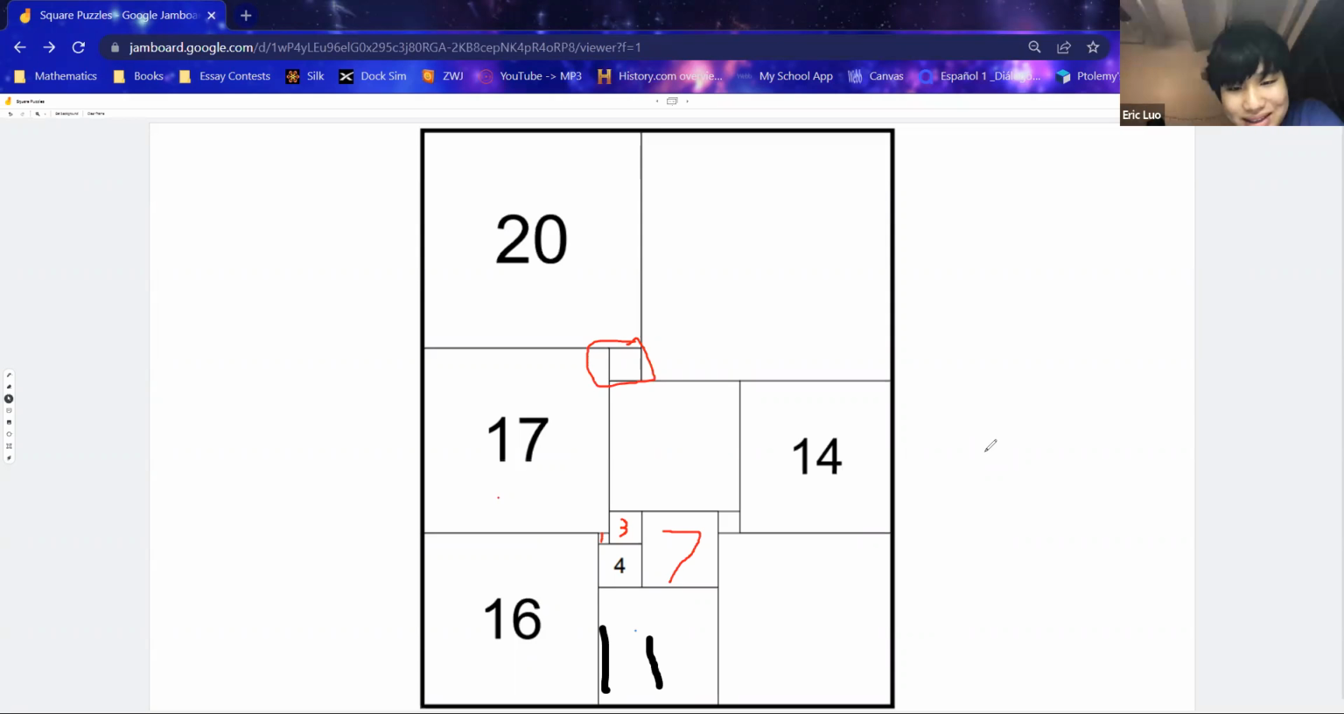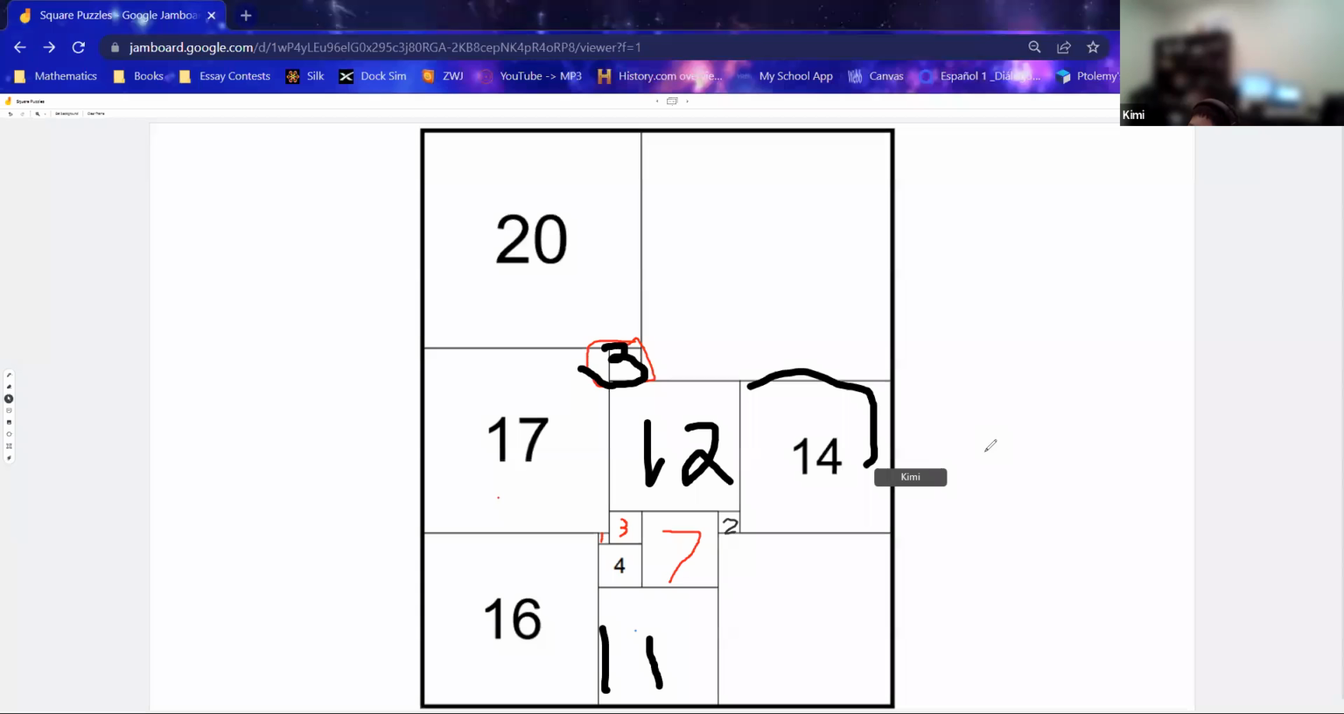Generally speaking, in these problems you just want to solve the ones that you can solve first, because each time you solve one square, you are able to solve the next square and over again. So Kimmy says it is 3. Why do you think that? So what I'm thinking is it's a 3, because this box right here is a 14, which means 17 minus 14 is 3. So this box has to be 3.